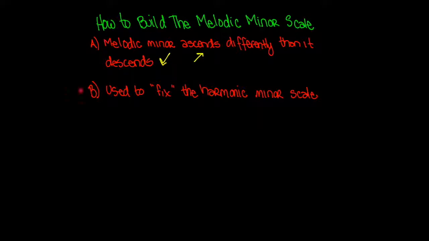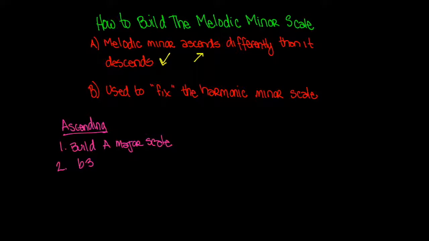Secondly, the melodic minor scale is used as a fix for the harmonic minor scale. It's used to correct something that some composers thought was incorrect, and we're going to look at that as well. So let's get into how to build them, and we're going to start by building the ascending portion because we did say that they're different. So the ascending portion. Number one, build a major scale. And number two, we're going to flat 3.